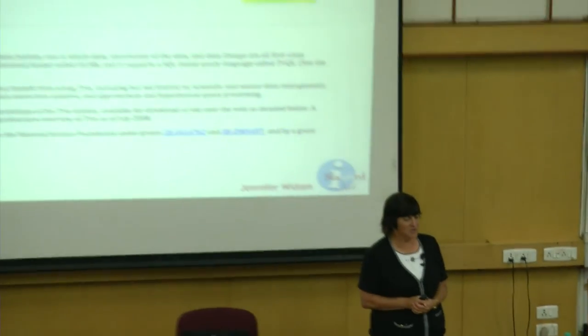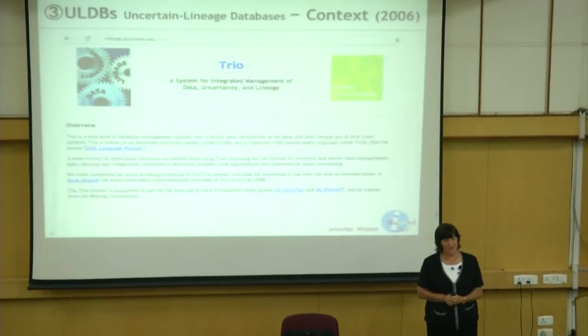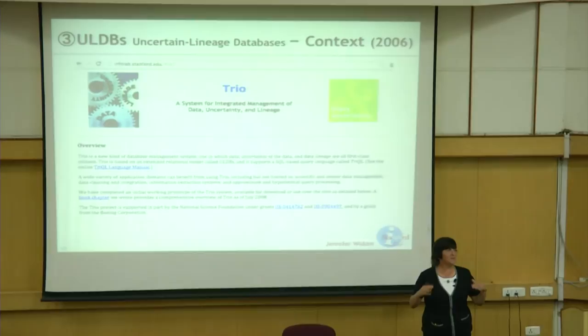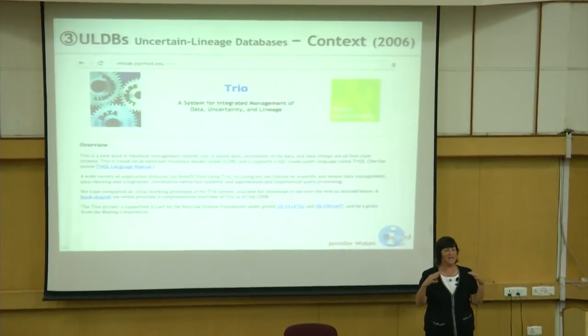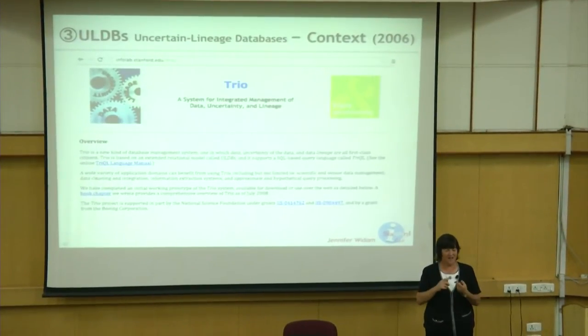Okay. Third and last is uncertain lineage databases. And again, I will set the context. The context here is a project called TRIO. TRIO was a project where we were building a system that had three things on equal footing. We said data, uncertainty, and lineage. Those were the three things we wanted in the project.